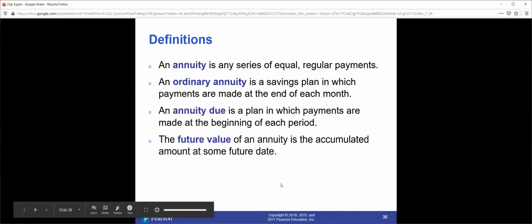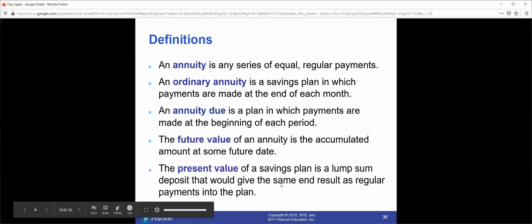So basics of the math, let's go over some definitions. First of all, annuity. You've heard that phrase before on commercials, what have you. An annuity is any series of equal regular payments. If you get an annuity, you are getting paid something. Technically, if you're putting $100 into your savings account, that's an annuity. An ordinary annuity is a savings plan in which payments are made at the end of each month. An annuity due is a plan in which payments are made at the beginning of each period. And those obviously are different timings.